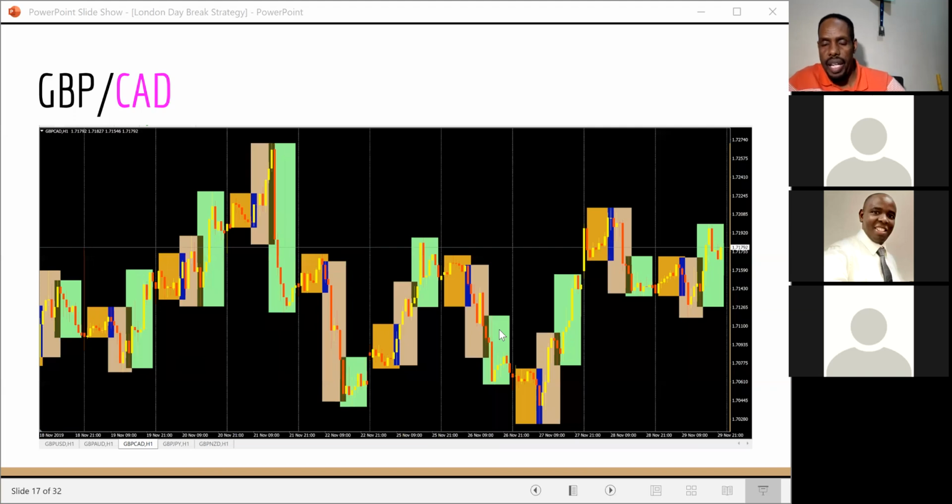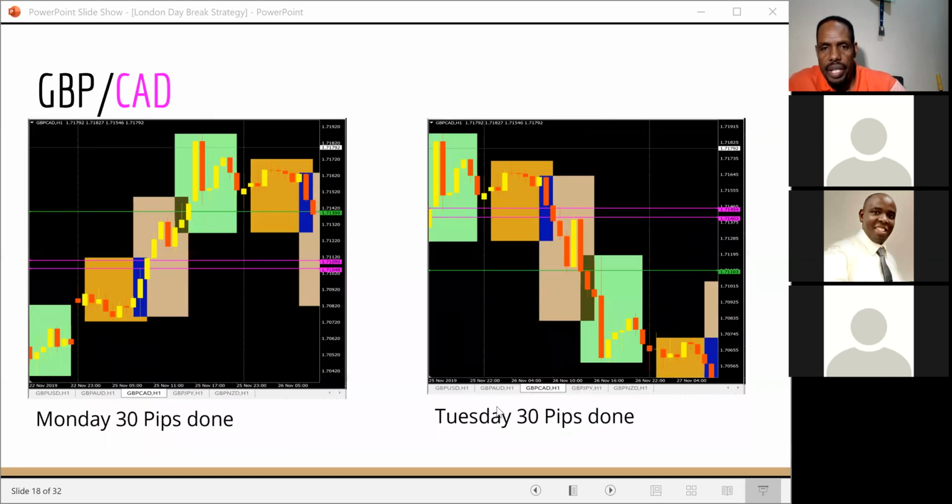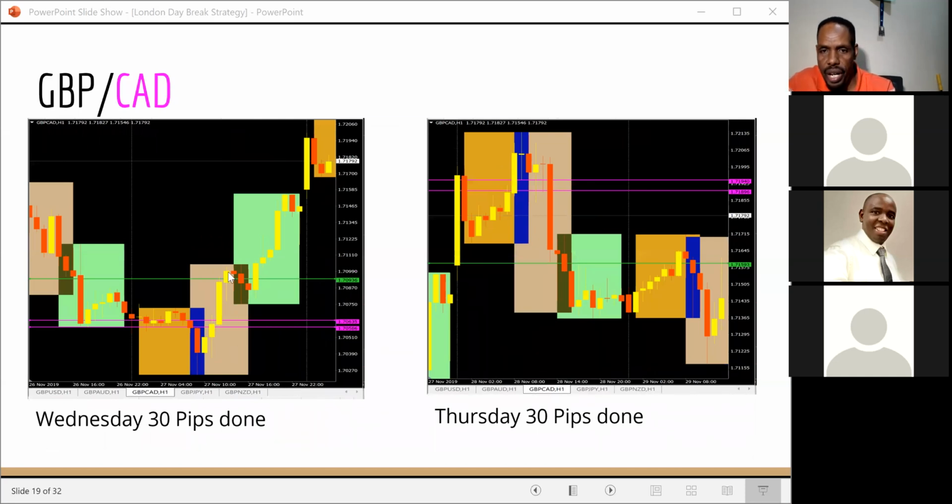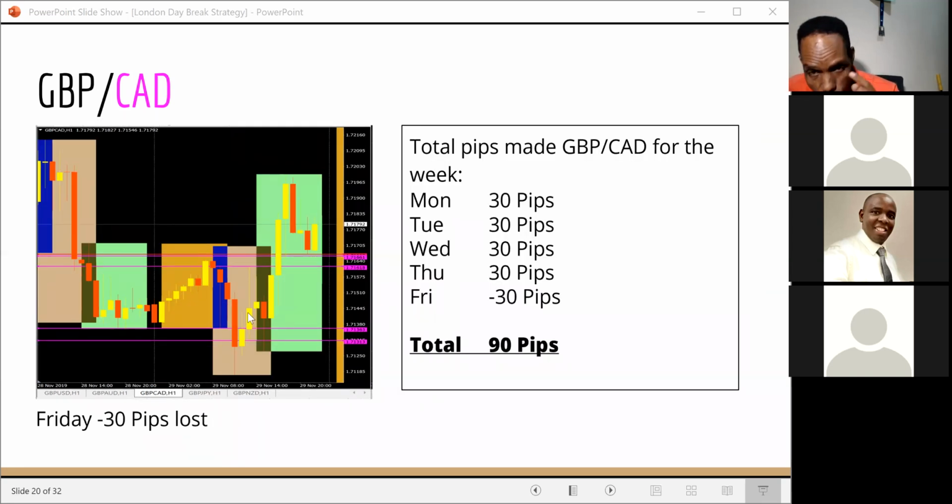Now, let's look at Canadian dollar. It has very huge moves every single day. Monday, again, we achieved our target. Tuesday, we achieved our target, 30 pips. Wednesday, we achieved our target. Thursday, we achieved our target. And Friday, we hit stop loss. So we lost 30 pips on Friday. So the total for Canadian dollar is 90 pips.